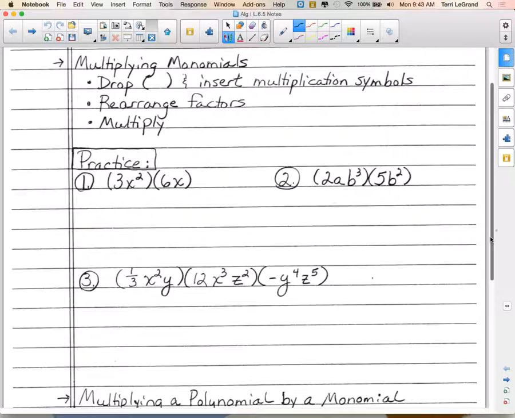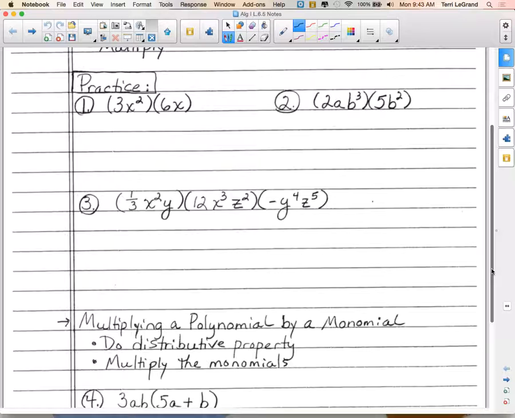So, when we are multiplying our monomials, we can do the following three things. Drop the parentheses that are actually just showing multiplication, one monomial being multiplied by another monomial. We can drop them and insert multiplication symbols instead. Rearrange the factors so that the things that really can be multiplied together are grouped together, and then multiply from there. Okay, so number one, we have monomial 3x squared times monomial 6x.